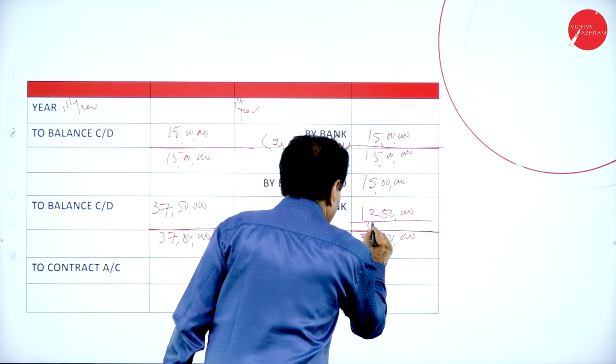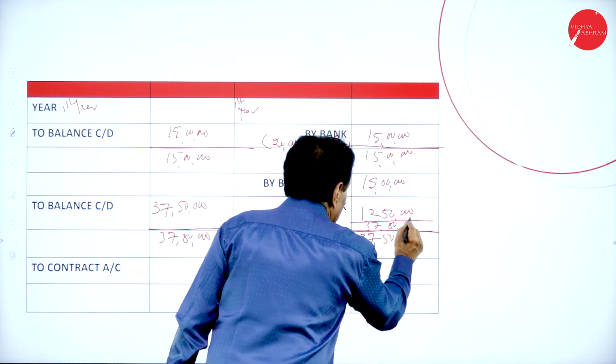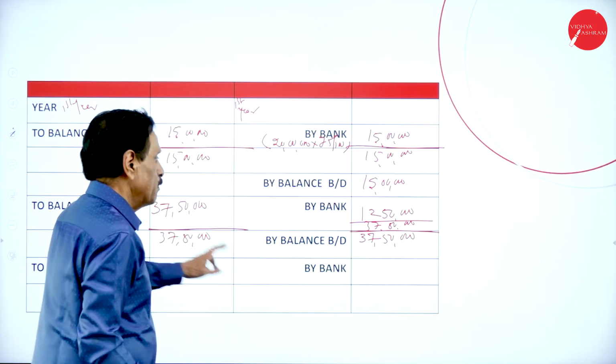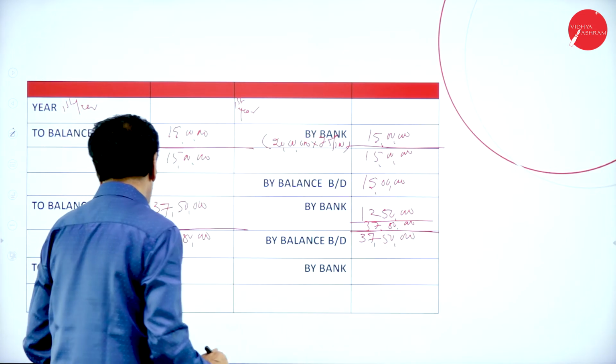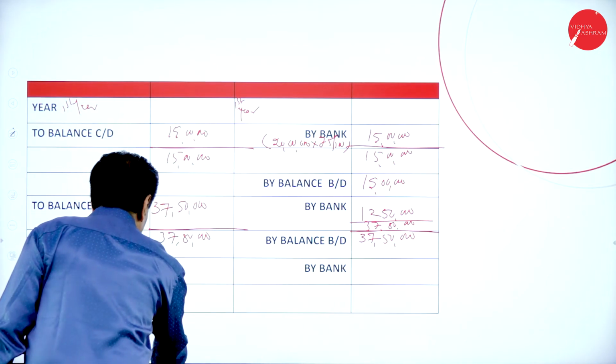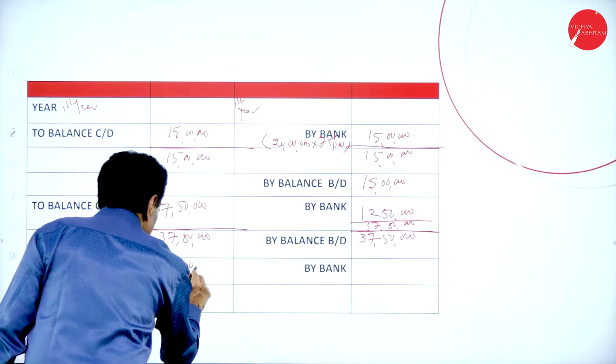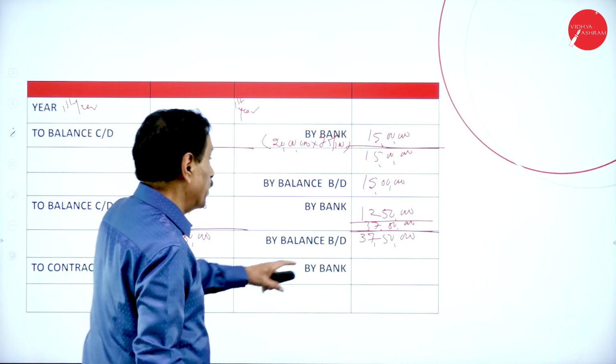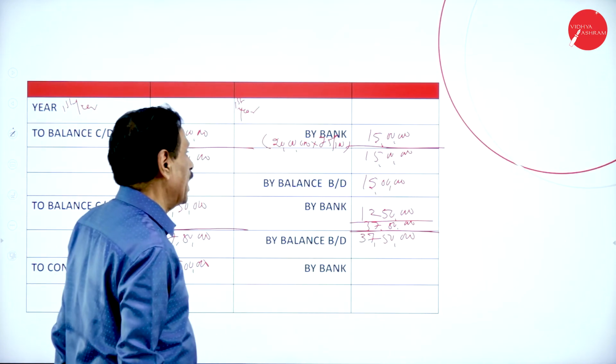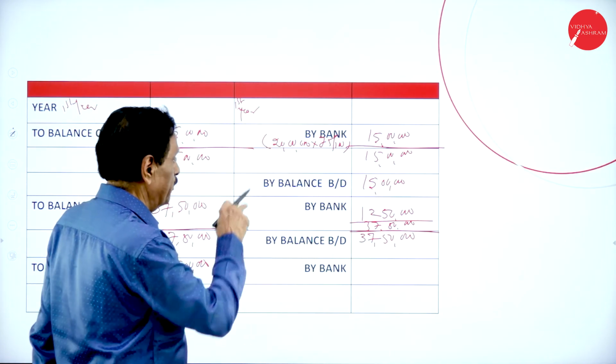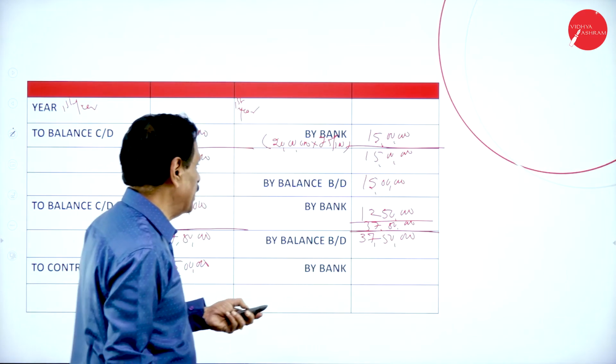37 lakh 50,000. To balance carried down 37. Brought down 37 lakh 50,000. To contract account 75 lakh. Out of that, how much you receive? First year 15 lakh. Second year out of 50 lakh. No. What will happen? I will tell you.